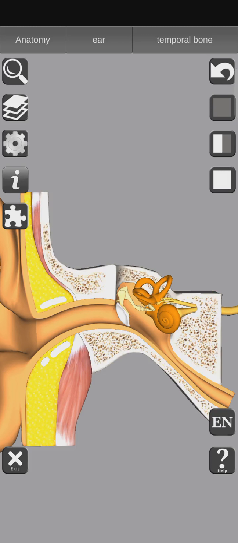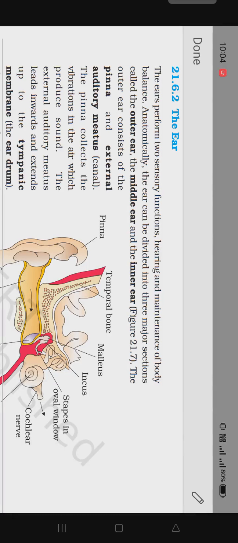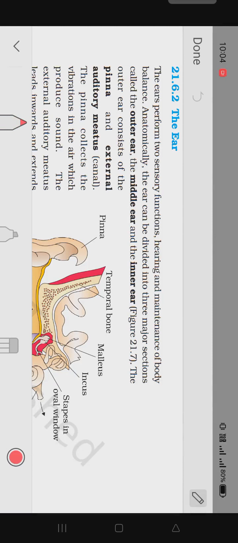Now moving to the NCERT, what NCERT has mentioned and how we have to understand that is very easy to understand. Just stay with me. Well, this is the NCERT portion. What NCERT has mentioned, first of all, is that the ear performs two sensory functions. First is hearing. We all know that. Second is the maintenance of body balance. We must also know that the ear is involved in the maintenance of body balance.